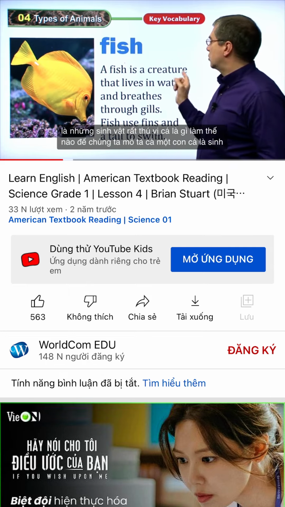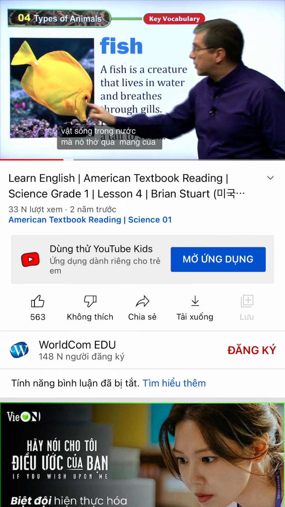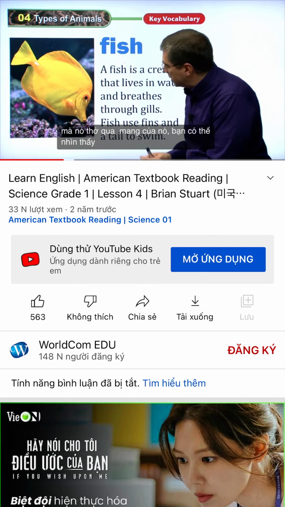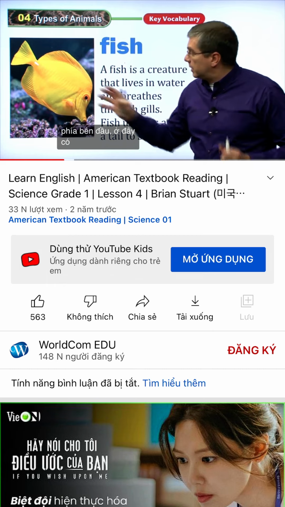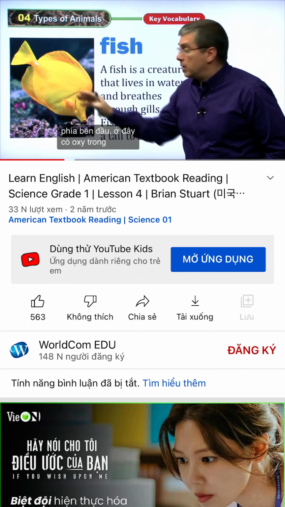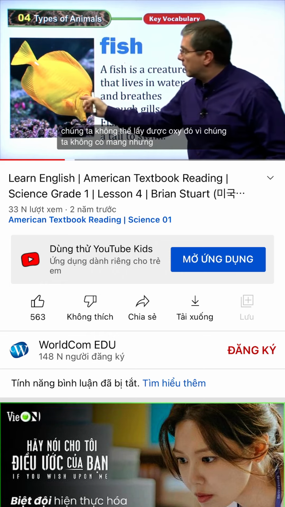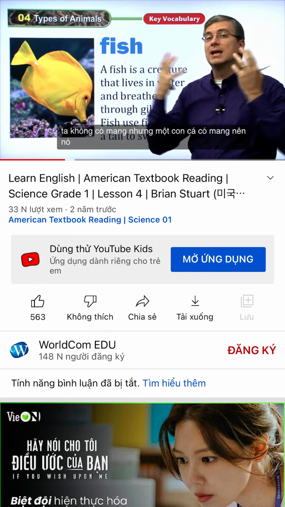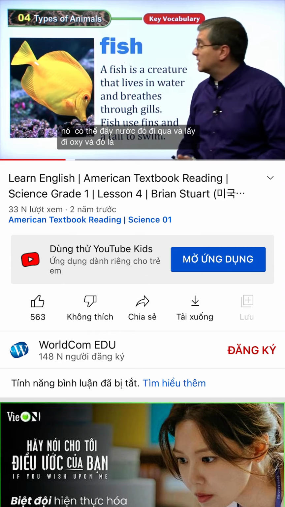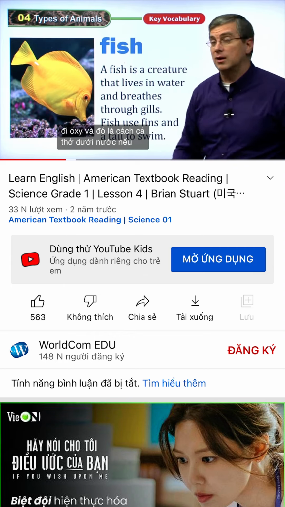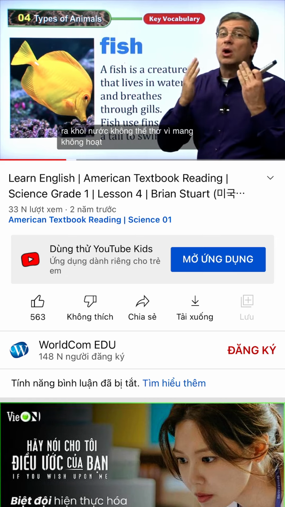A fish is a creature that lives in the water. It breathes through its gills. You can see the gills right here, this opening on the side of the head. There's oxygen in the water, but we can't get that oxygen because we don't have gills. But a fish has gills, so it can push that water through and take out the oxygen, and that's how a fish breathes underwater. If you take a fish out of water, it can't breathe because gills don't work in air.